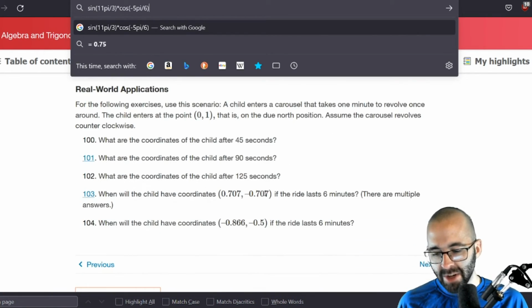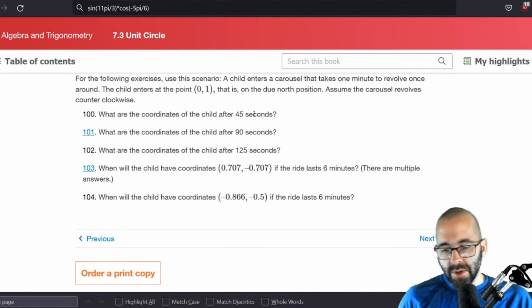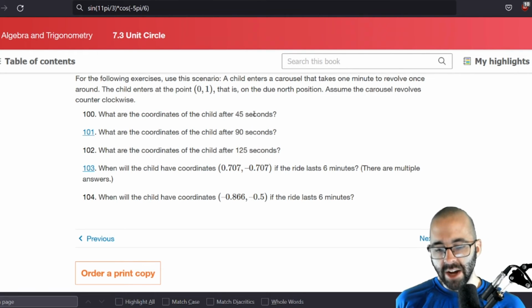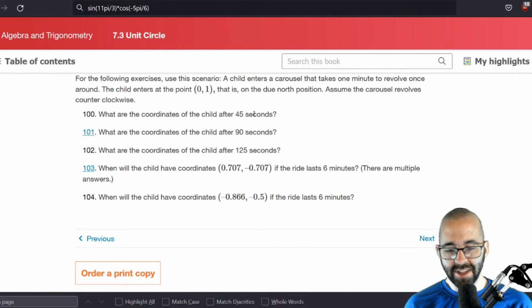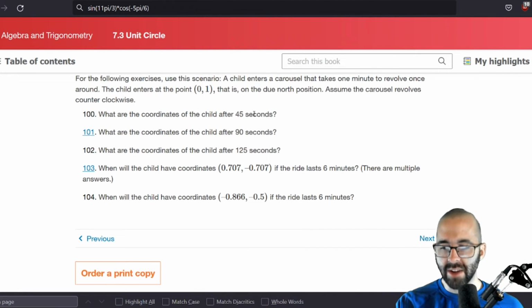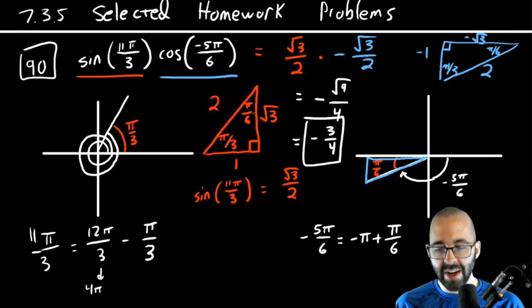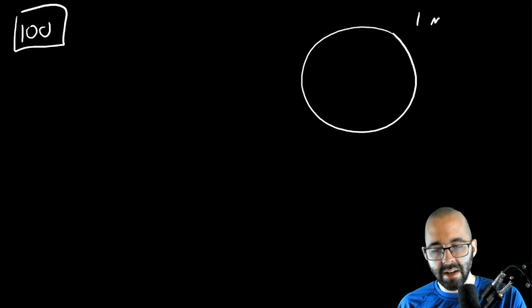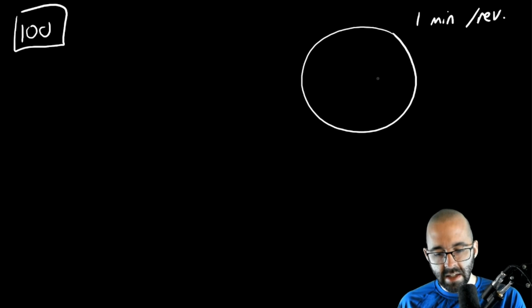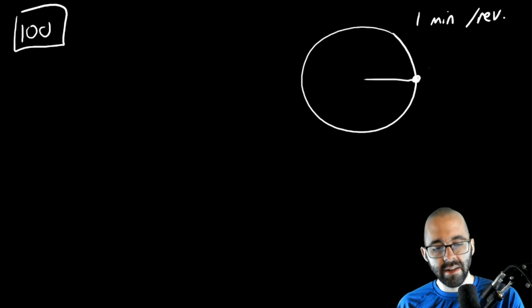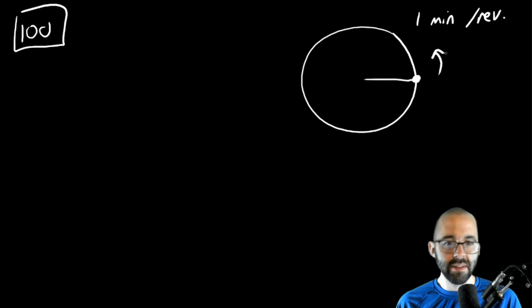The next one we're going to do is problem number 100. So, use this scenario. A child enters a carousel that takes 1 minute to revolve all the way around. I'm not even done yet, but I'm going to write things down. Okay. So they're on this little carousel. It takes 1 minute to go all the way around. 1 minute per revolution. Let's say they're starting right here and they're going this way, because that's usually how we think for angles. They start on the very right and it goes counterclockwise.